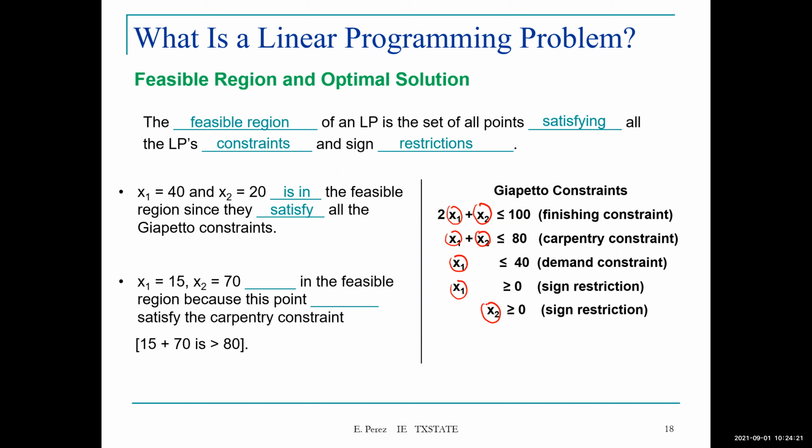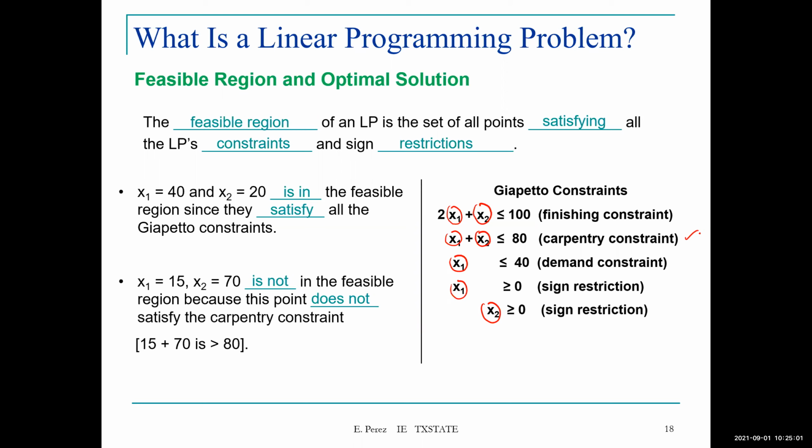What we are trying to do is to find the best solution, not a feasible solution, but the best solution that will satisfy all the constraints. So if we use, for example, X1 equals 15 and X2 equals 70, that is not feasible because it's not in the feasible region, because this point does not satisfy the carpentry constraint. If you substitute that into this carpentry constraint, you will see that 15 plus 70 is 85. That is greater than 80. So that is not a feasible solution. It does not satisfy all the constraints.